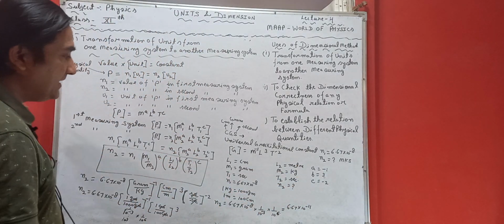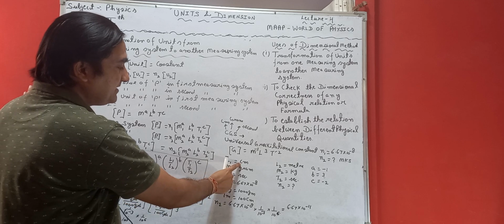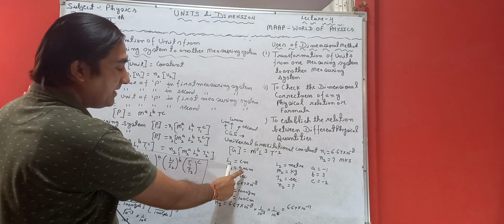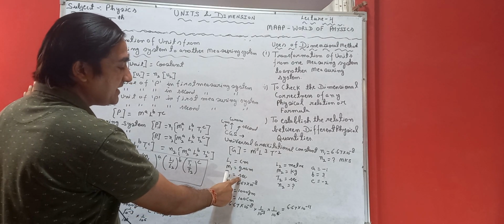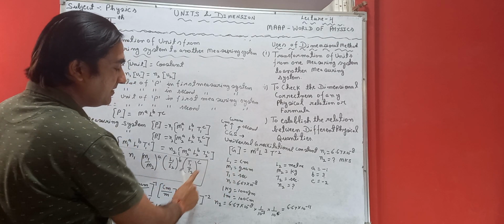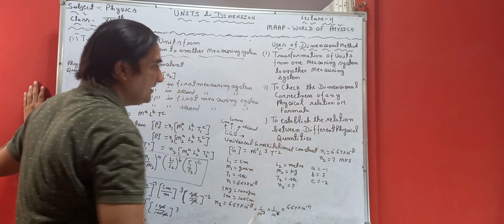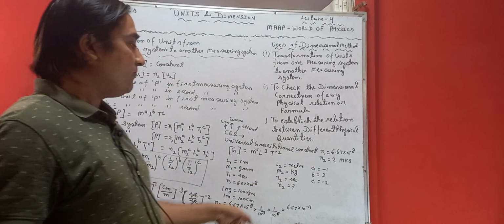Okay, so in the first measuring system, length is taken in centimeter, mass in gram, and time in second. So L1, M1 and T1 are known, and n1 is already given: it is 6.67 × 10^-8. What do I have to calculate?